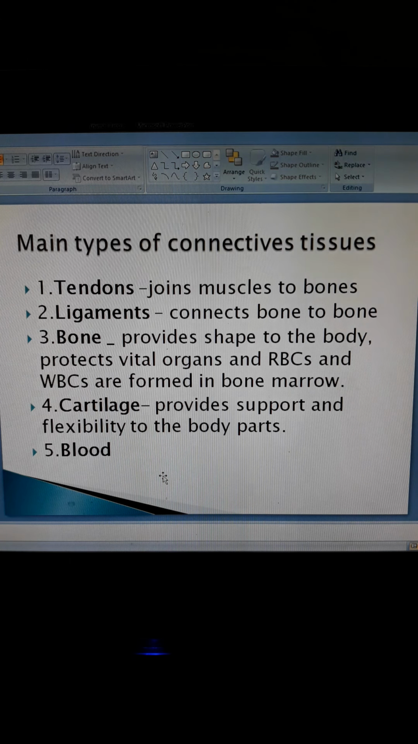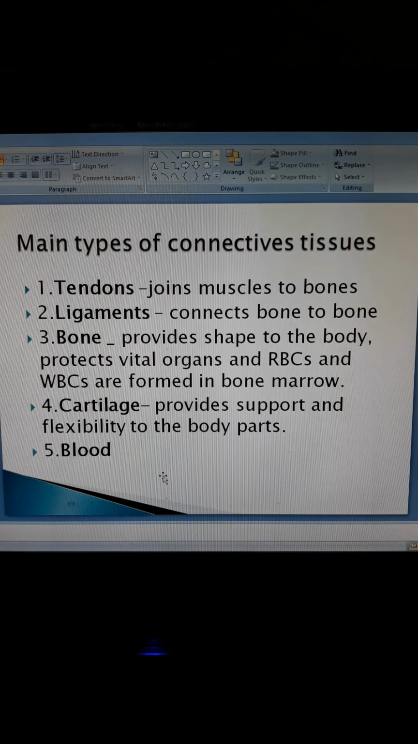Then we come on to the third connective tissue, that is bone. Bone is a very important part of the body because it provides shape to the body first of all. Then it helps in protecting vital organs such as brain and lungs. The lungs are within the rib cage, and the brain is protected inside the skull or cranium. Then the important cells like RBCs and WBCs, that is red blood cells and white blood cells, which are very important for our body, are formed in bone marrow.